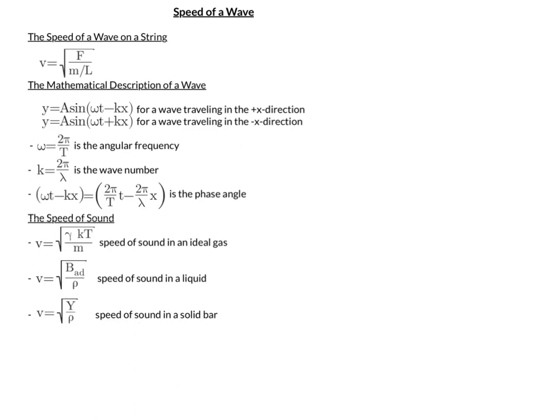And then for the speed of sound in a solid slender bar, v is going to be the square root of Young's modulus divided by the density of the metal. So these speeds get progressively faster because the particles get progressively closer together, and the particles can meet one another a lot faster to transmit the sound through the material.